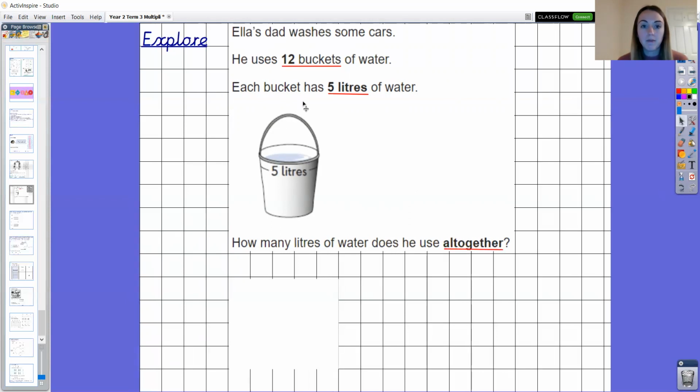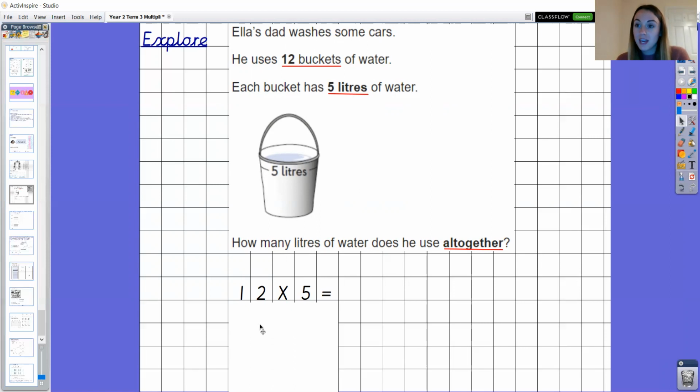Okay, so as we can see here, we've got a picture of 1 bucket with 5 litres in. So, what multiplication is this question asking us to solve, year 2? Well done. So there's 12 buckets of 5 litres in each bucket. So 12 lots of 5. So as a multiplication, that would be 12 times 5.